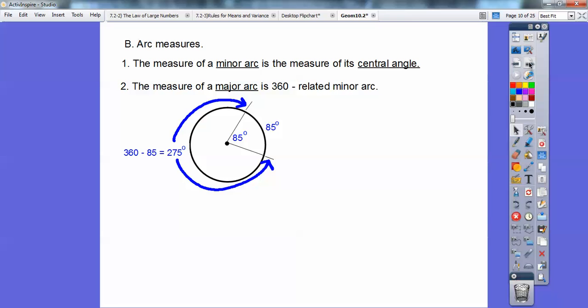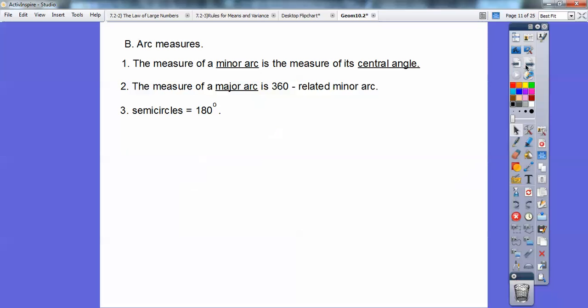So let's use that same circle right there, you guys. If this is 85 degrees, then this side's going to be 360 minus 85, so this arc out here is 275 degrees. That's all that says right there.